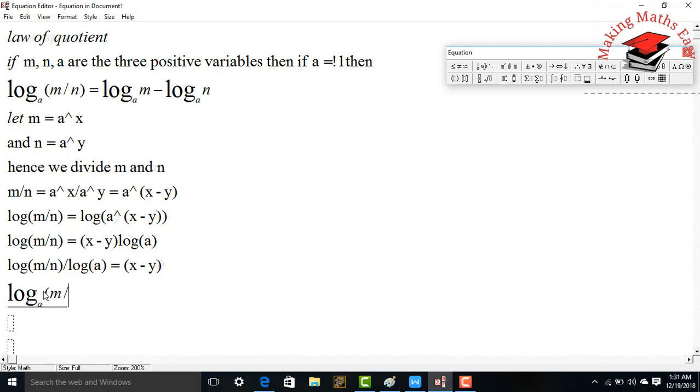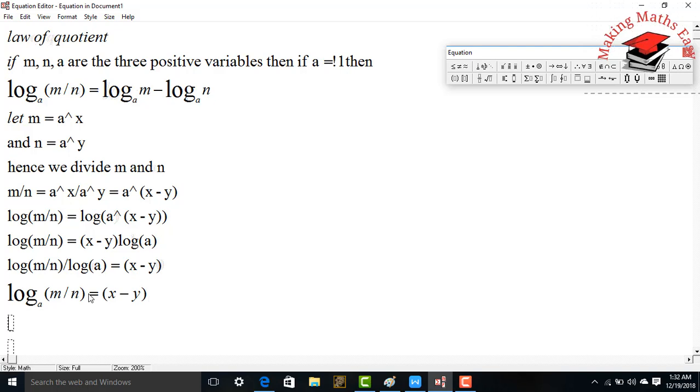m divided by n to the base of a, means log of m divided by n divided by log of a gives you log of m divided by n to the base of a, as I showed in the logarithmic properties. By the logarithmic property, log of any number divided by log of any number gives you log of a number to the base of that particular number, which is equal to x minus y.